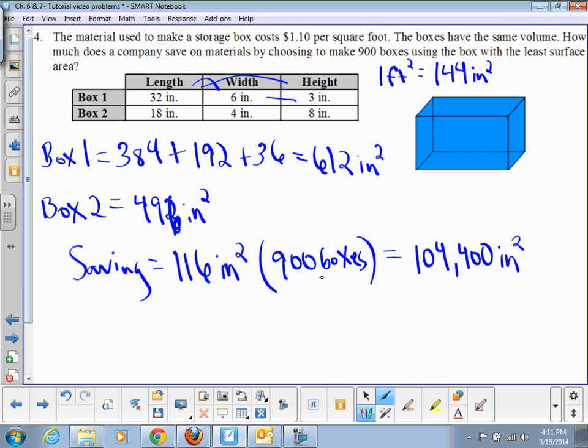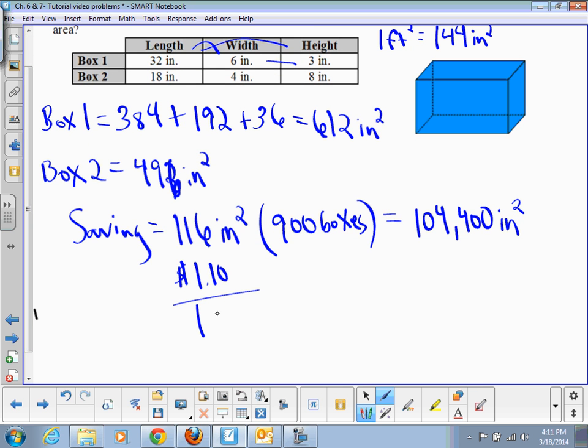So this is the total amount of square inches that we have saved. There's a couple of things you could do from here. Basically, I would like to just set up a proportion. So we know we're saving $1.10 per square foot, which we know that 1 square foot is 144 square inches.